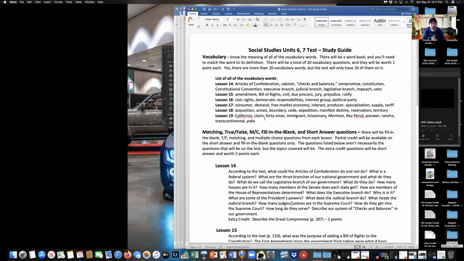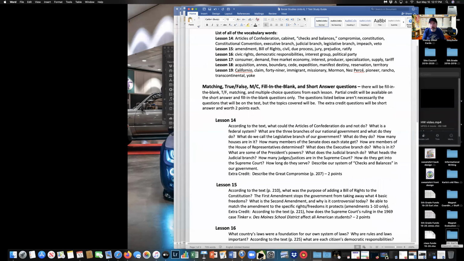and then making flashcards would also be awesome. The rest of the test is going to be matching, true/false, multiple choice, fill in the blank, and short answer, okay? Partial credit will be available on the short answer and fill in the blank questions only. The questions below aren't necessarily the questions to be on the test, but the topics covered will be. There will also be extra credit questions. Okay, they're going to be short answer. There's going to be 5 of them, and they're going to be worth 2 points each. So you could get a maximum of 110 on this test. How cool is that, right?